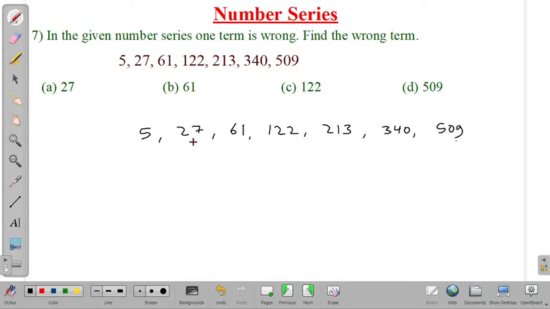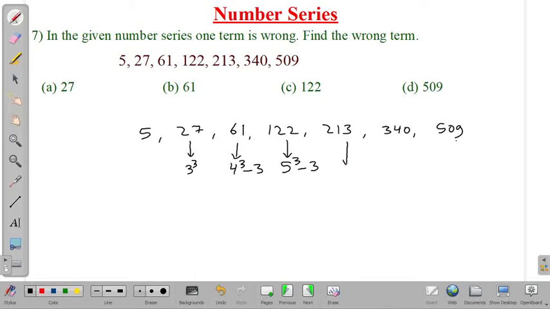Okay. So if we see 27, it is 3 raised to the power 3, right? If we see 61, it is nearby 4 to the power 3. But what do we subtract from 4 to the power 3 to get 61? We need to subtract 3, right? If we see 122, it is again near 5 cube. So 5 cube is 125. Again, if we subtract 3 here, we get 122.